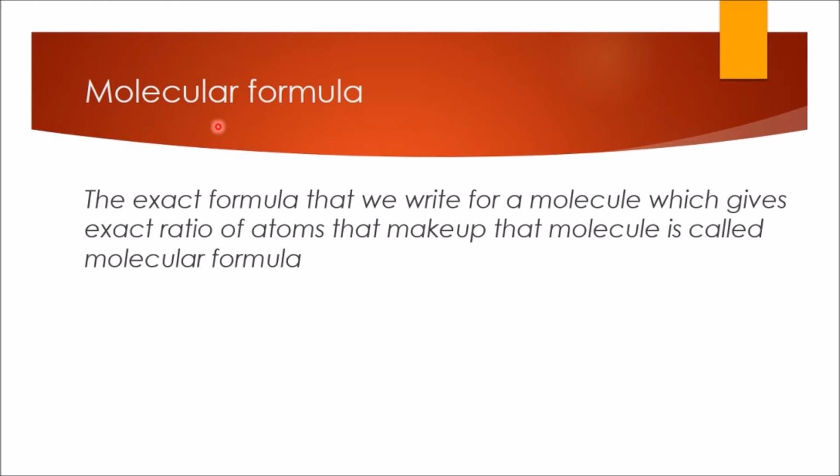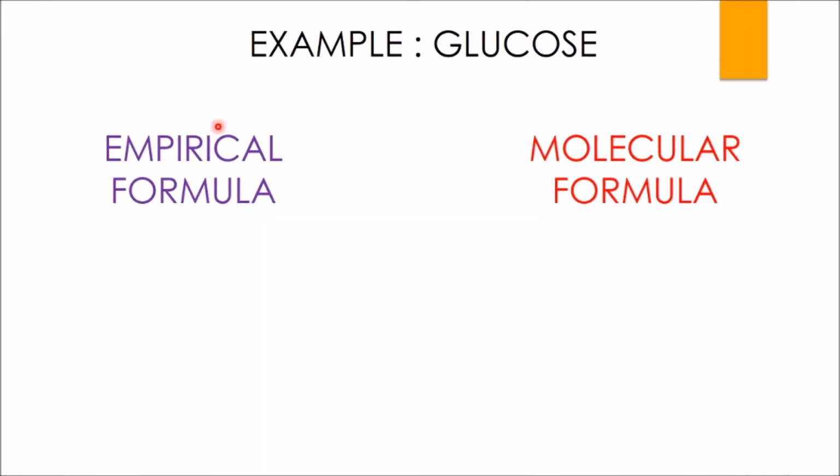What do we mean by this? Let's take the example of glucose. The molecular formula of glucose is C6H12O6. This tells you that the molecule of glucose has 6 carbon atoms, 12 hydrogen atoms and 6 oxygen atoms. This is the molecular formula because this is giving you the exact number of atoms that make up the glucose molecule. So we know that the glucose molecule has 6 carbon, 12 hydrogen and 6 oxygens, and that is why this is your molecular formula, which is telling you the exact number of atoms that make up the glucose molecule.